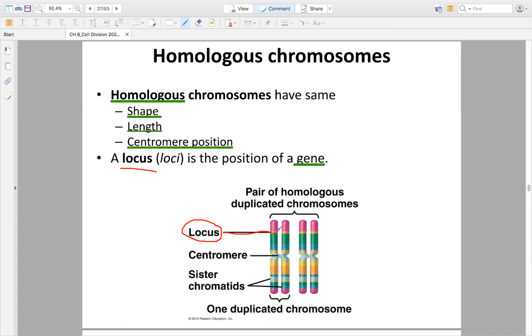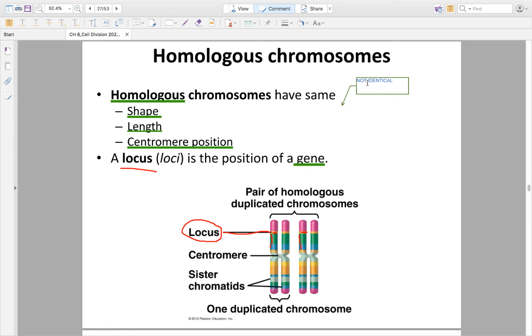So this little yellow mark right here, okay, these are genes. This green color, that's another gene. And the blue, all of these are representative of different genes along this chromosome. All right, so homologous chromosomes are the same chromosome with the same shape, length, and centromere position, but they are not identical. They are not identical because you get one from your mother and one from your father.